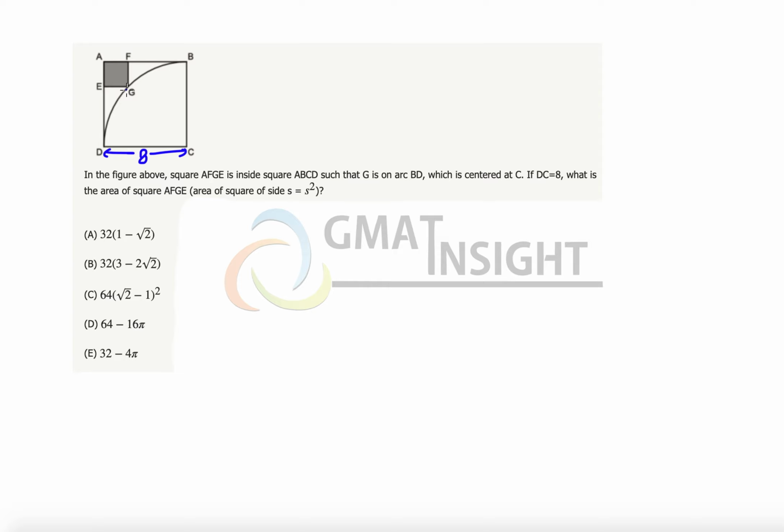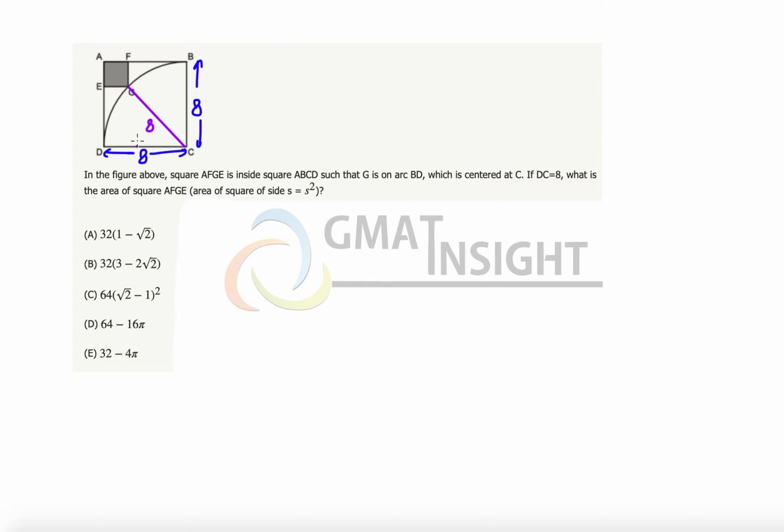So we have to find the area of AFGE. That means we need to find the side of this smaller square. So let's just quickly make a few constructions. The very first property in the circle that we need to remember is that if we find any point on the circumference, we must join that point with the center, because that distance becomes equal to the radius. So this length is also equal to 8 units.